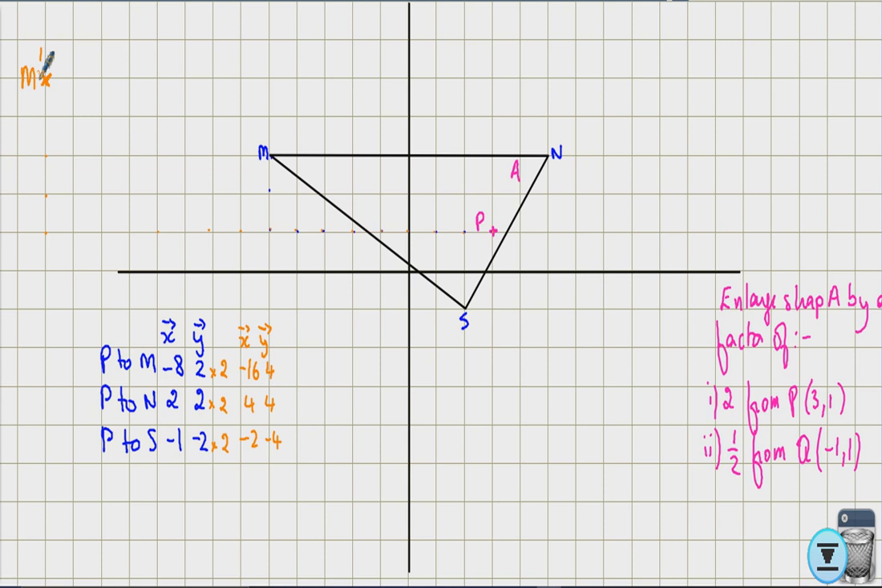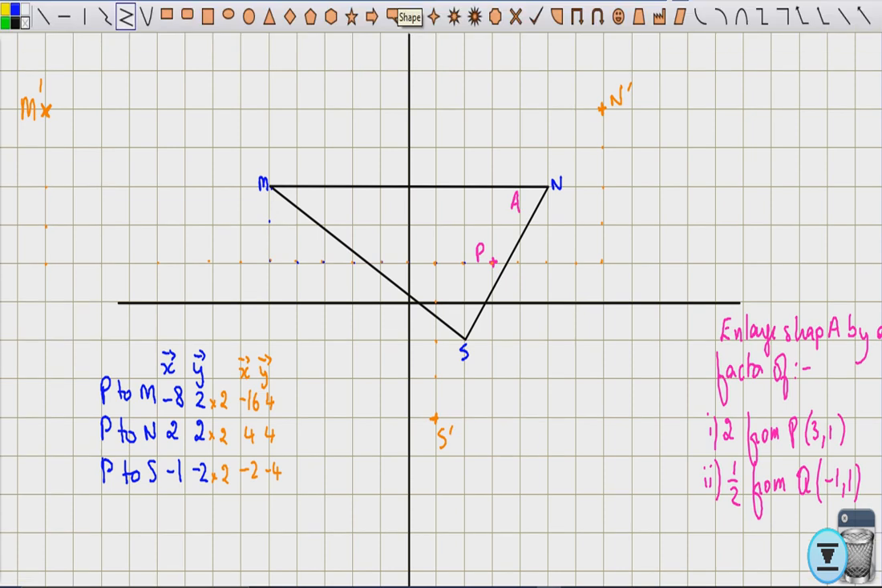To go to N, 4 and 4, plus 4, 1, 2, 3, 4, plus 4, 1, 2, 3, 4. This is my new N. And minus 2 and minus 4. So minus 1, minus 2, minus 1, minus 2, minus 3, minus 4. This is my new point S. That is my shape. Let's draw the shape. And that is our enlarged triangle. So that's the first one.